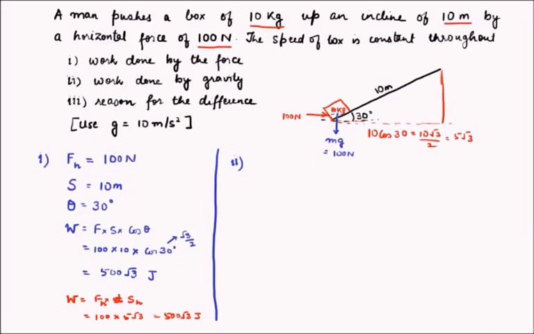Now we have a displacement of 10 meter along this direction, so we gain a height of 10 sine 30. This is 30 degree, this is 10 meters, so this height gain is 10 sine 30, which is equal to 5 meter. Now the force of gravity acts downward. The displacement is in the upward direction. Then what will be the work?